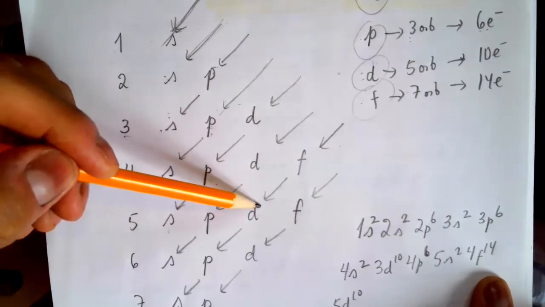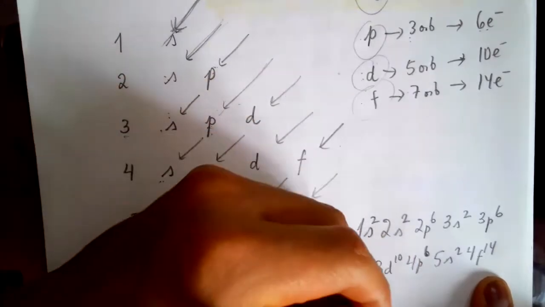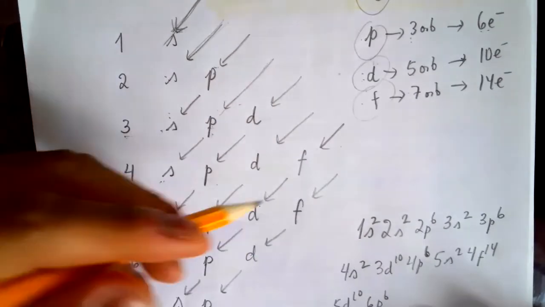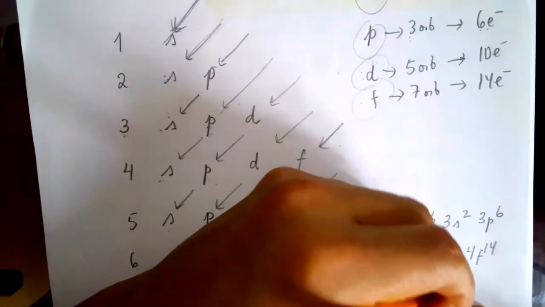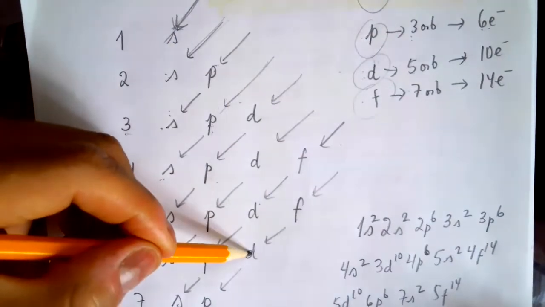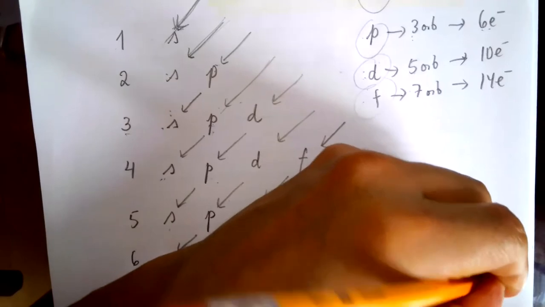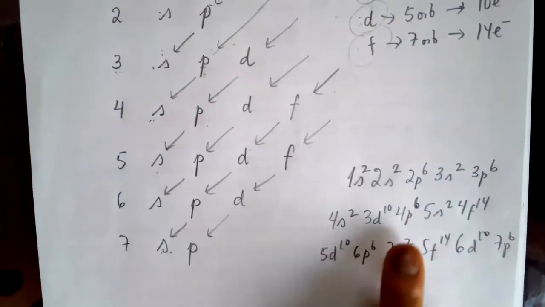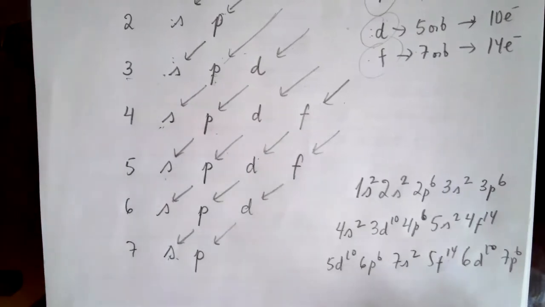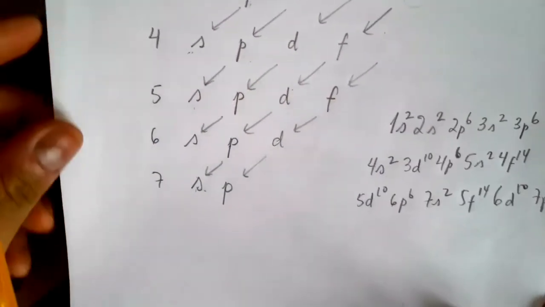I'm here, right? After that, 6p6, 7s2, 5f14, 6d10, and 7p6. This is what we call the electron configuration. How do I use it, right? So let's do that now.